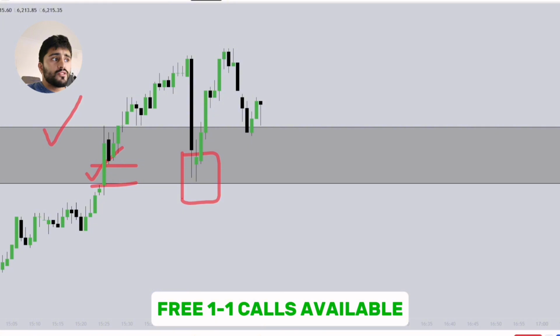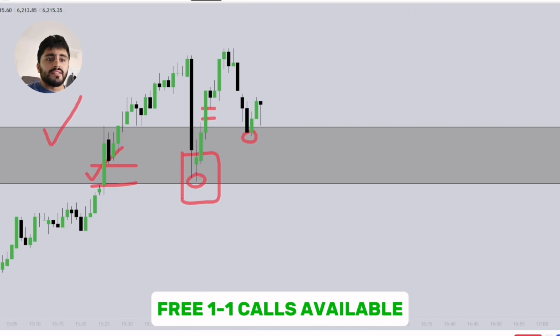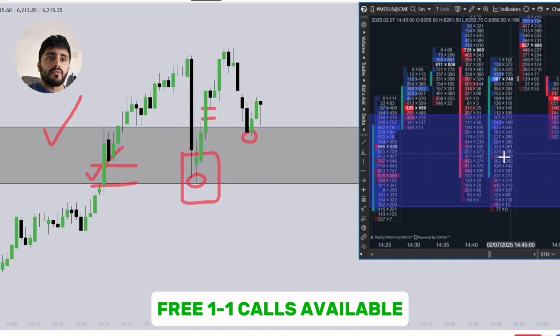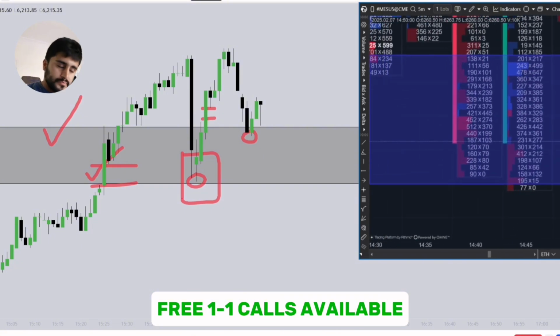So to give you some confluence to this, we see price rejecting off the 1 minute and we see passive buyers over here. One other thing I want to cover is I see a lot of people talking about volume profile. The volume indicator on TradingView is pretty much lagging.